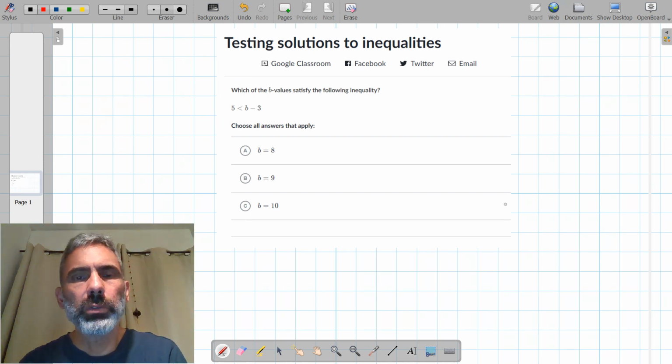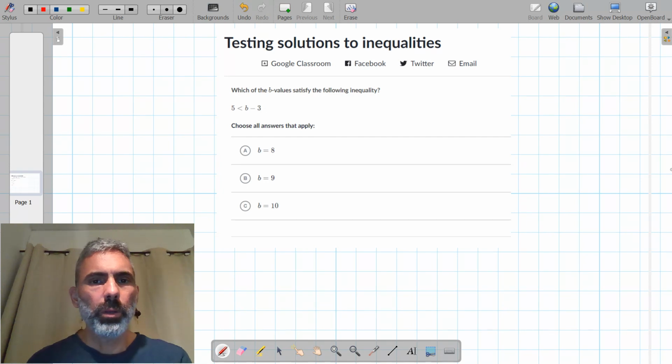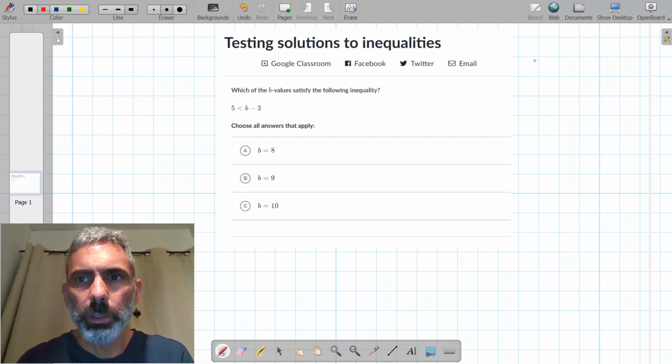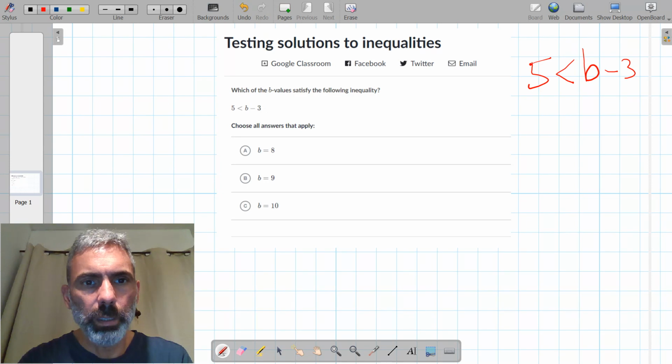In this video, I'm going to solve 4 questions of testing solutions to inequalities. So let's begin. The first question is, which of the b values satisfy the following inequalities? Okay, so the inequality is 5 is less than b minus 3. Now we need to plug in each of these options and see which of them is correct.